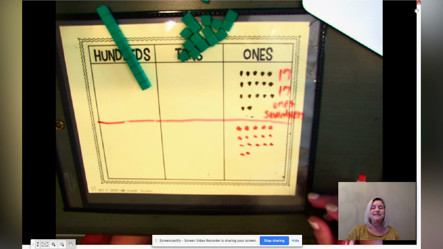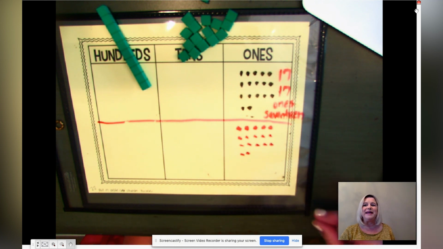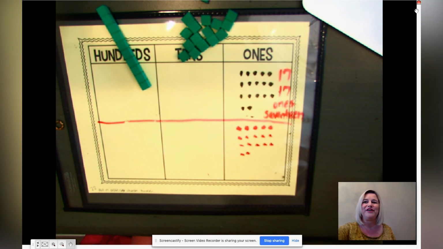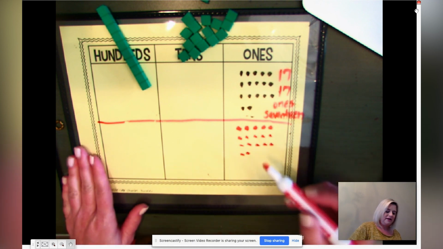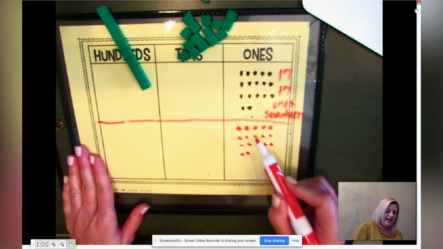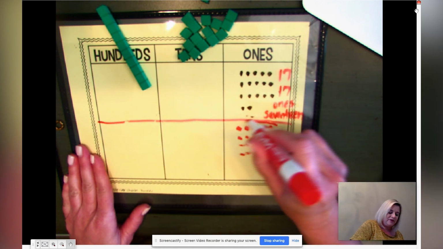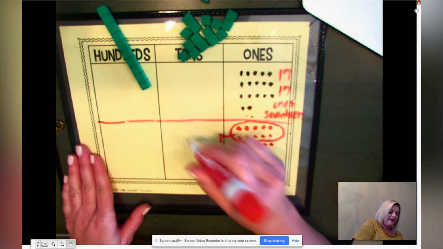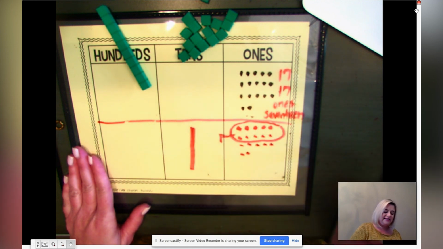I can take my 17 ones and make a bundle of 10. You remembered correctly. So what we're going to do now is bundle the 10s together and move them over. Then I want you to see how many ones are left. So if I take 10, 1, 2, 3, 4, 5, 6, 7, 8, 9, 10, I'm going to take this bundle and move it over here. Now I have 1 ten.